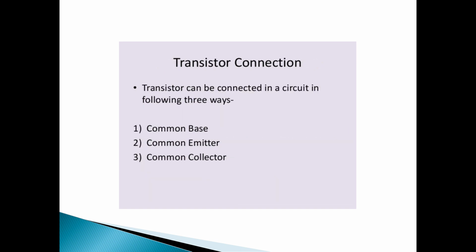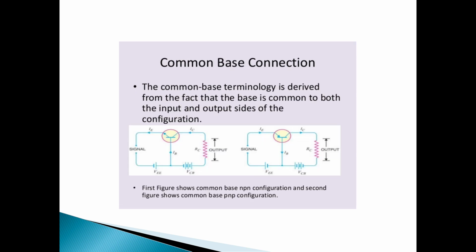Now the transistor connection, that is if the base terminal is made common to both the input and output side, it is known as common base. If the emitter terminal is made common to both the input and output side, it will be known as common emitter. If the collector terminal is made common to both the input and output side, it will be known as the common collector transistor mode configuration.